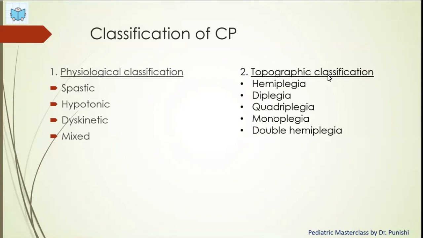So if you have hemiplegia, you have one half of the body. Diplegia affects the lower two limbs. Quadriplegia affects all four limbs, but the lower limb is involved more than the upper limb. Monoplegia is, as the name suggests, one limb involvement. Double hemiplegia is again where you have both sides of the body, so all four limbs are involved. However, the upper limb is involved more than the lower limb. So that's how we differentiate quadriplegia from double hemiplegia. Quadriplegia would involve the lower limbs more. Double hemiplegia involves the upper limbs more.